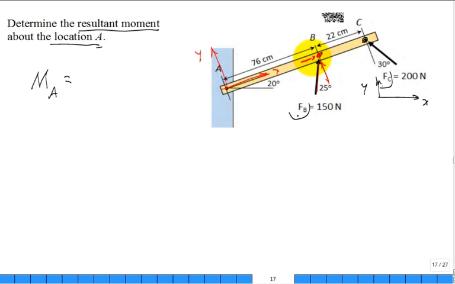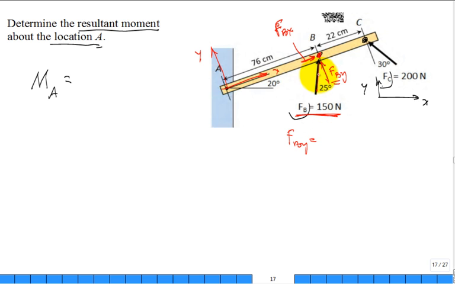Let me think about this one. This would be like the force F_B in the X, and this would be the force F_B in the Y. F_B in the X, does it generate any moment around point A? No, it goes right through point A, right? So the only thing that's generating a moment due to this 250 newtons is this component F_BY. So guess what F_BY is?